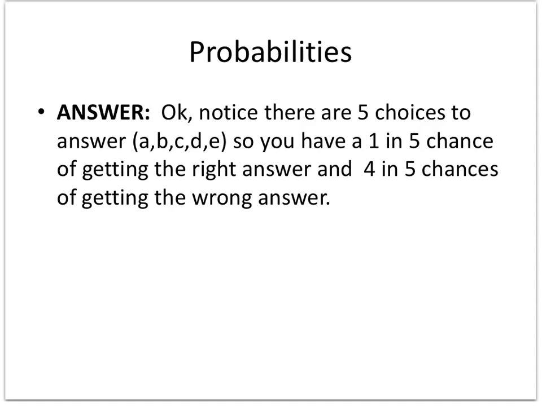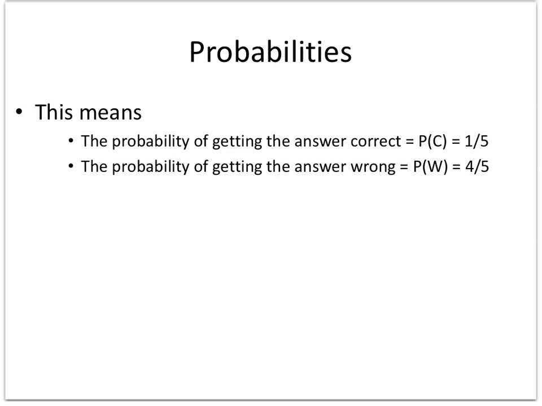Okay, so notice there are 5 choices, A, B, C, D, E. So you have a 1 in 5 chance, pretty good, not really good though, of getting the right answer, and 4 in 5 chances of getting the wrong answer. So what this means in probability, you get a 1 out of 5 chance of getting it correct, 4 out of 5 chance of getting it wrong.